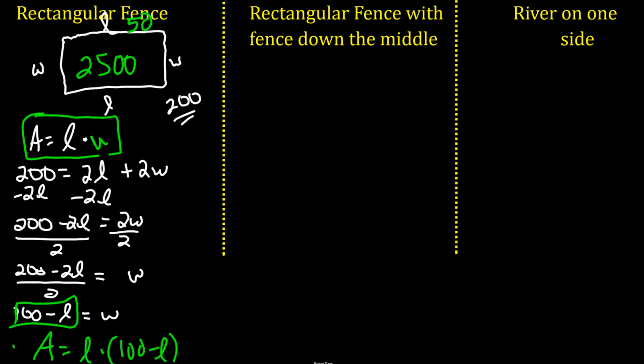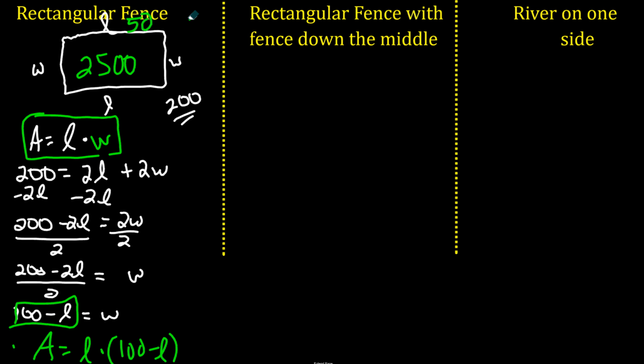So it's length times width. So you could do the area equals the length times the width. And since the area is 2,500, we know the area, we know the length. We could solve that equation.